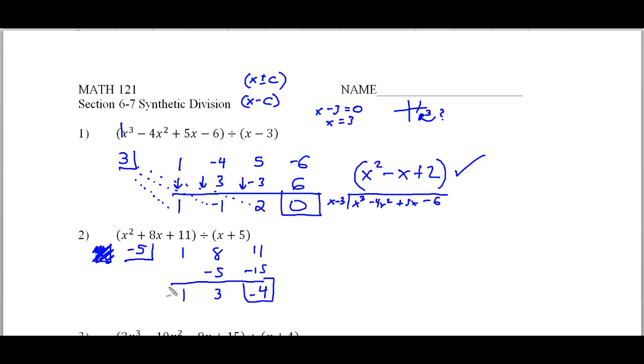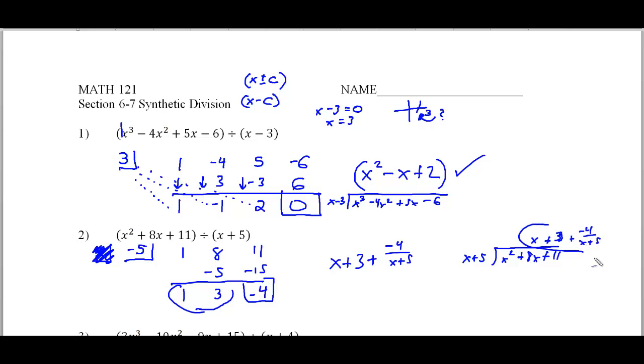So it looks like my answer is going to be from this 1 and 3 right here. This is going to be x plus 3. And then we're going to have a remainder of -4 over x plus 5. And again, this is an alternative to doing the long division problem, x squared plus 8x plus 11, and we have on this side x plus 5. You would see that we would start out with x plus 3, and you can do the long division out if you want to, and then you'd have a remainder of negative 4 over x plus 5.